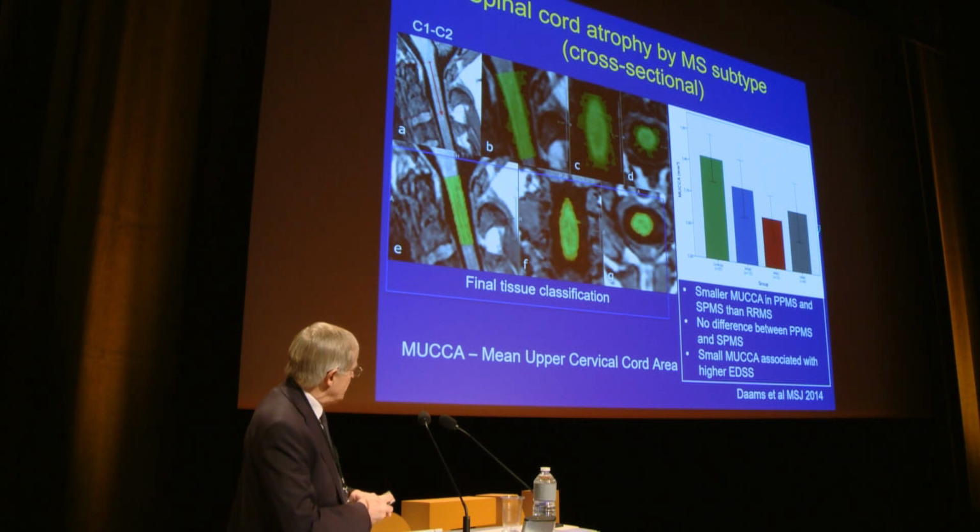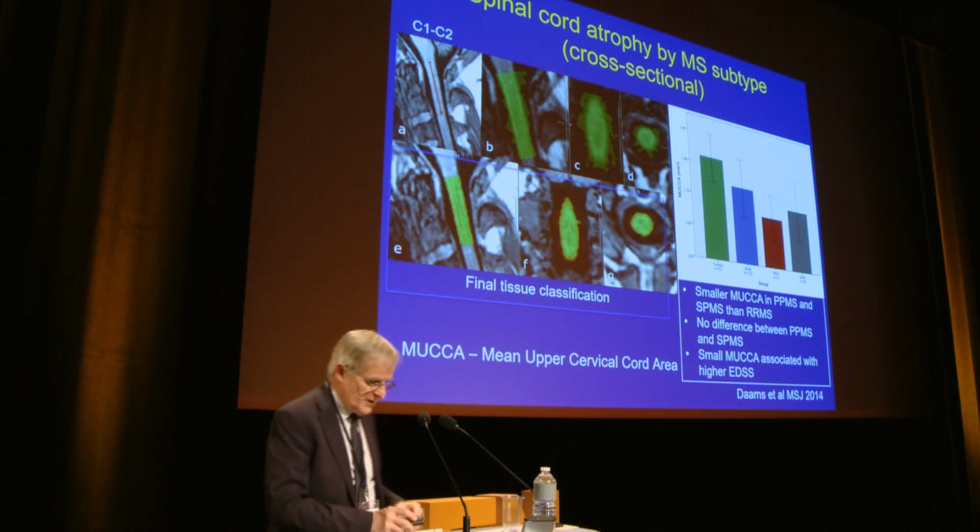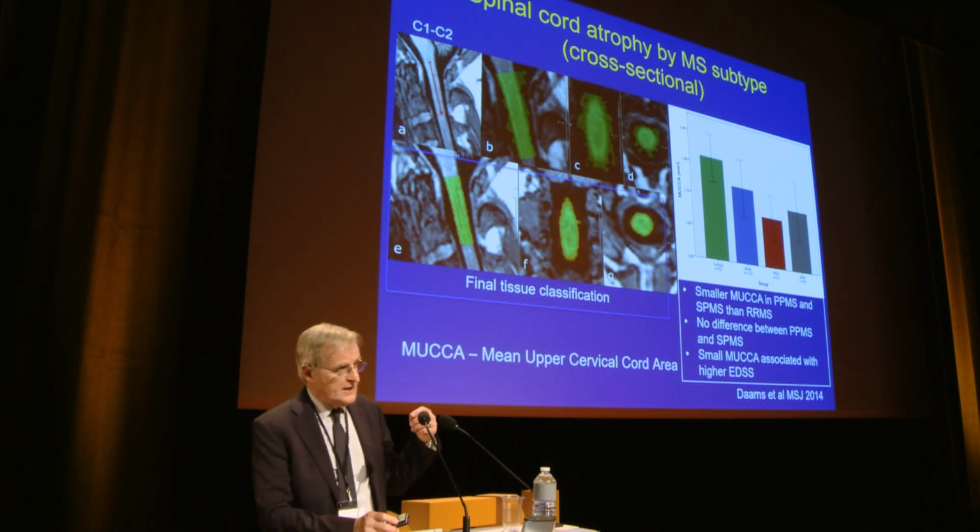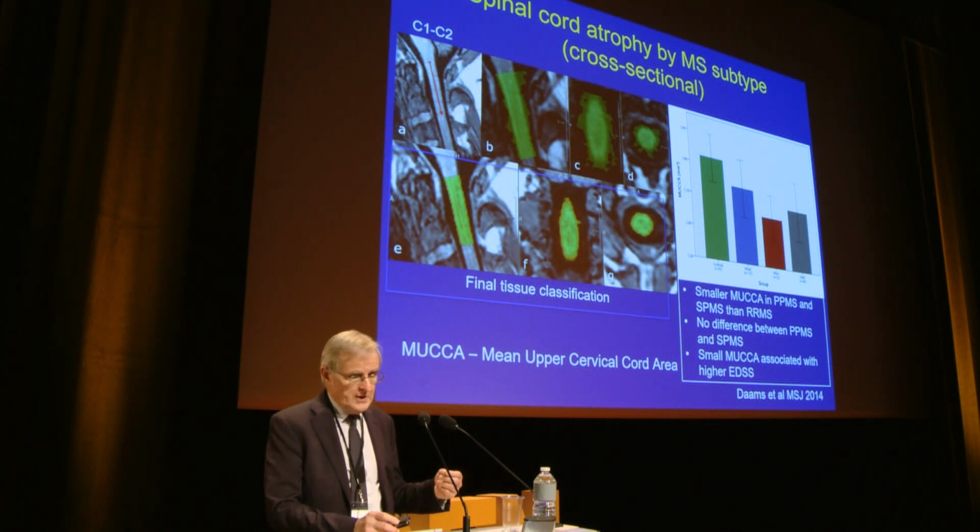The two progressive forms of MS are rather similar, and that smaller cord area is associated with higher EDSS. And generally, the correlations of atrophy in the spinal cord are stronger with EDSS than correlations with brain atrophy, which shouldn't be surprising, as the EDSS is quite oriented towards locomotor involvement.